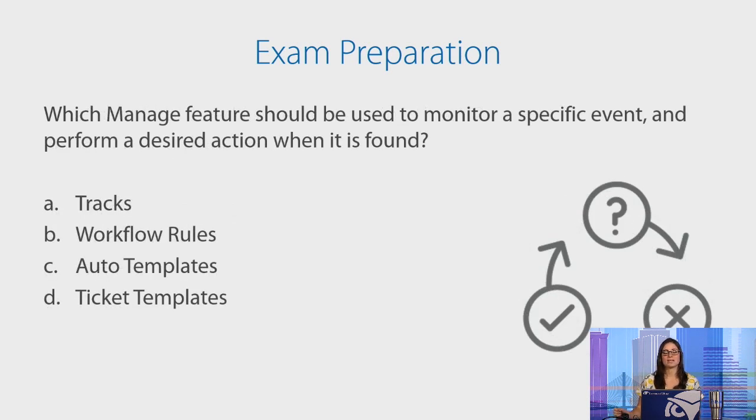Second question, which managed feature should be used to monitor a specific event and then perform a desired action when that event is found? In this case, which piece of automation are we referring to? Does this represent tracks, workflow rules, auto templates, or ticket templates?